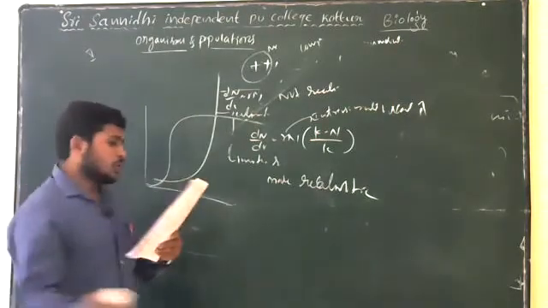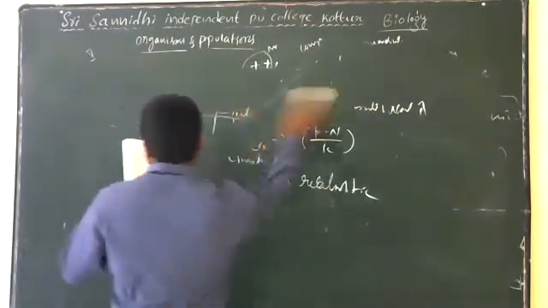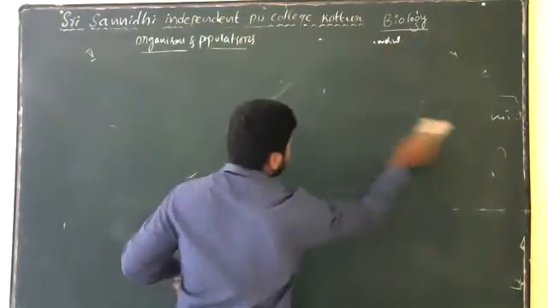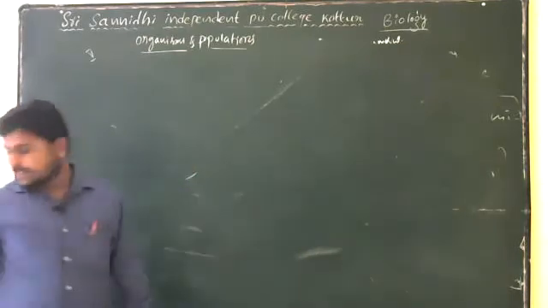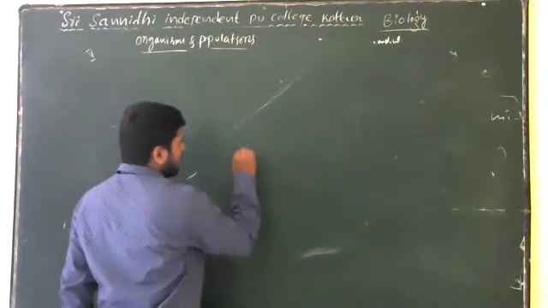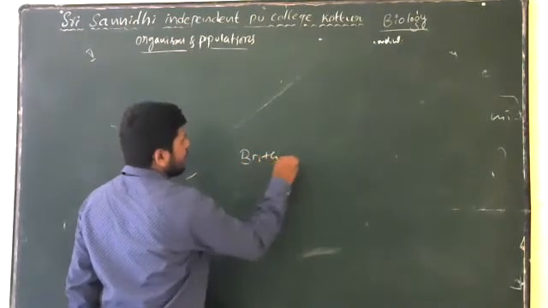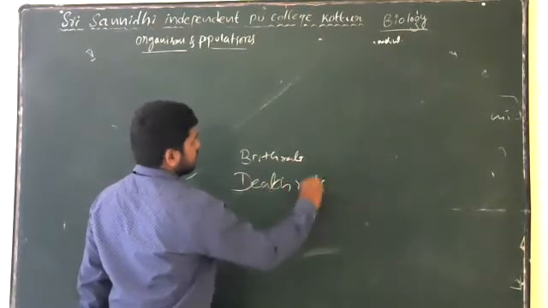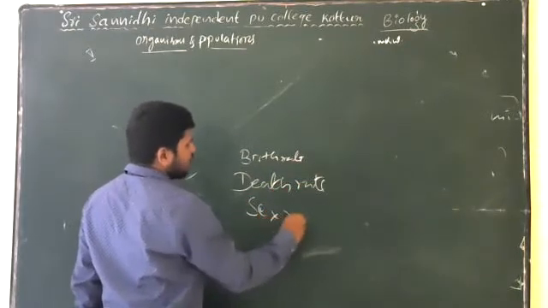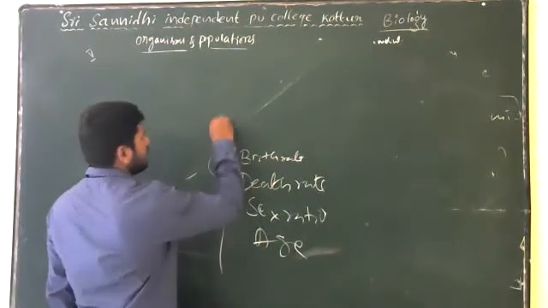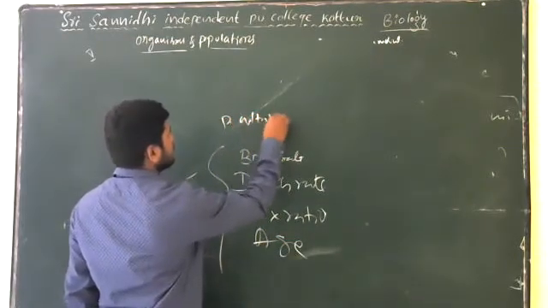reflects the growth status of the population, identify the type of age pyramid. When we look at population attributes, the characters are birth rate, death rate, sex ratio, and age. These are the population attributes.